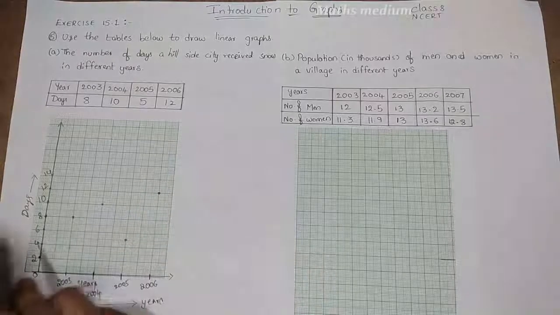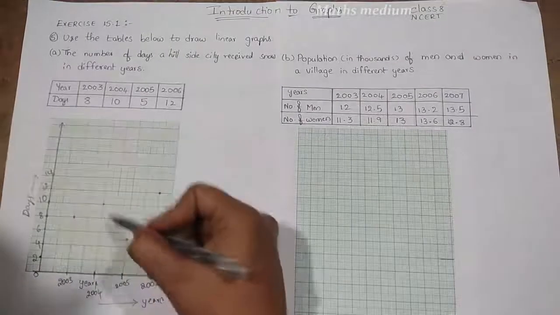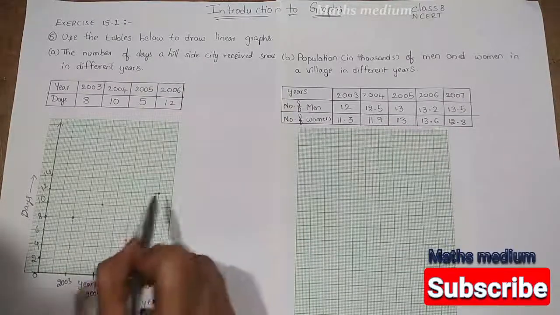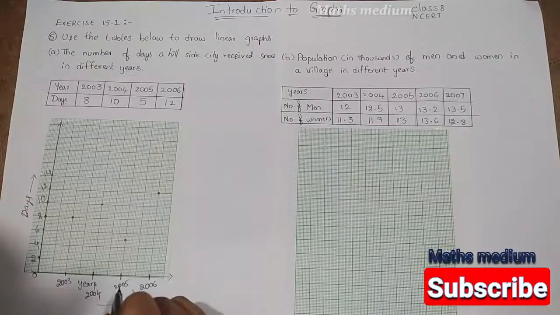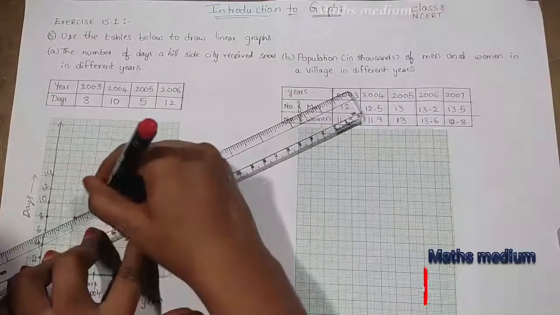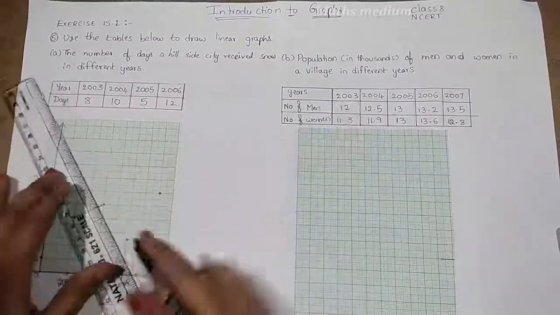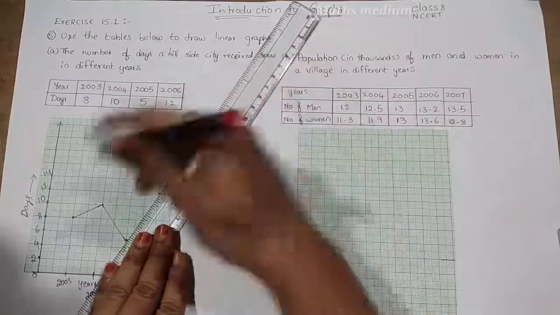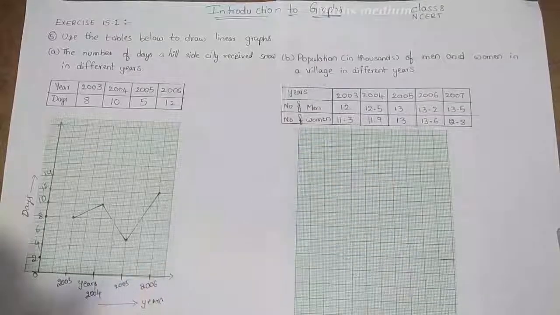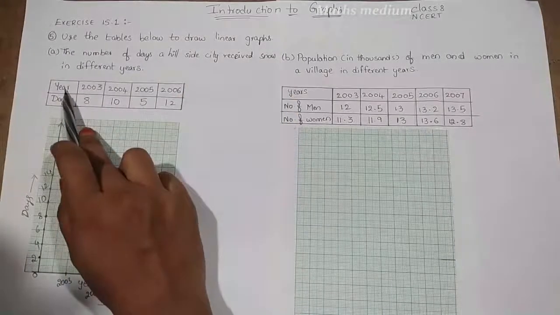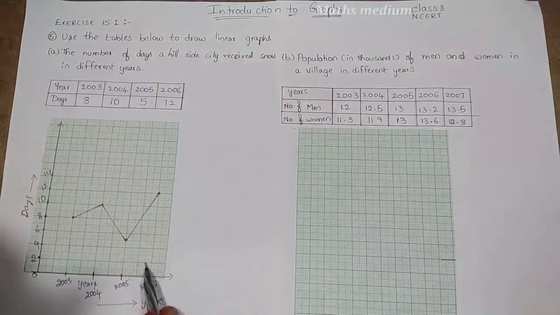Now connect the points. So here we have to connect 2003, 2004, 2005, 2006. But do not connect like this or like this. Okay, we have to connect as per years only. So take the scale and connect 2003, 2004. After that 2005 to 2006. So this is the graph for the hillside city that received snow in different years according to the days. So this is the line graph for that.